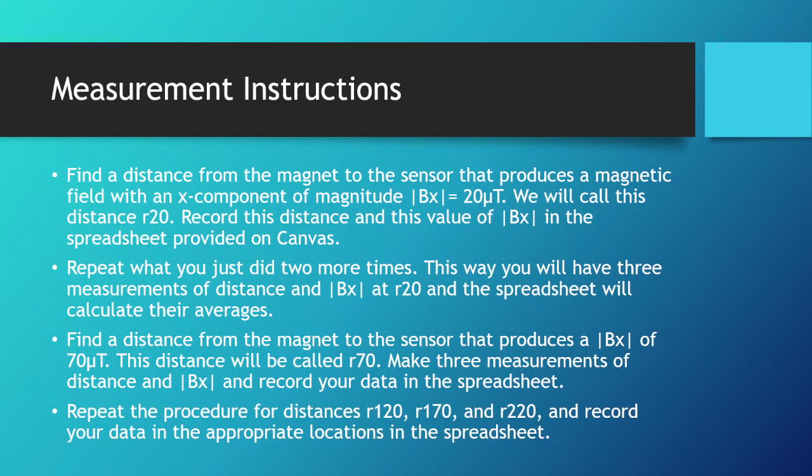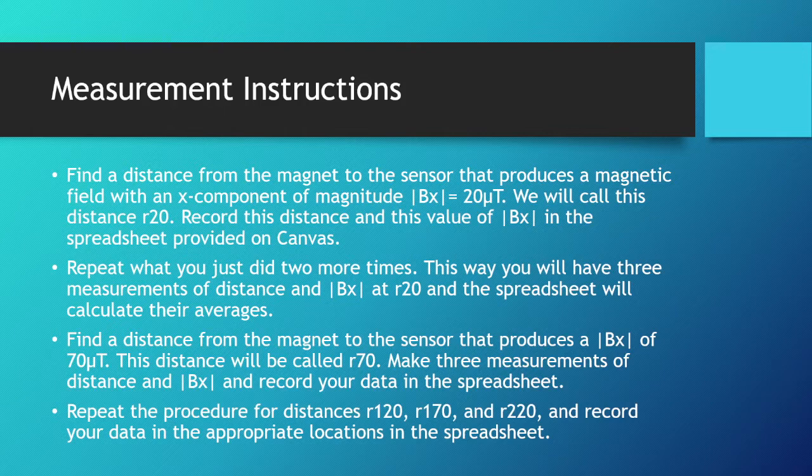So, the instructions for measurement. Find a distance from the magnet to the sensor that produces a magnetic field with an x component of magnitude Bx equal to 20 microteslas. We will call this distance R20. Record this distance and this value of Bx in the spreadsheet provided on campus. Repeat what you just did 2 more times. This way you will have 3 measurements of distance and Bx at R20, and the spreadsheet will calculate their averages.